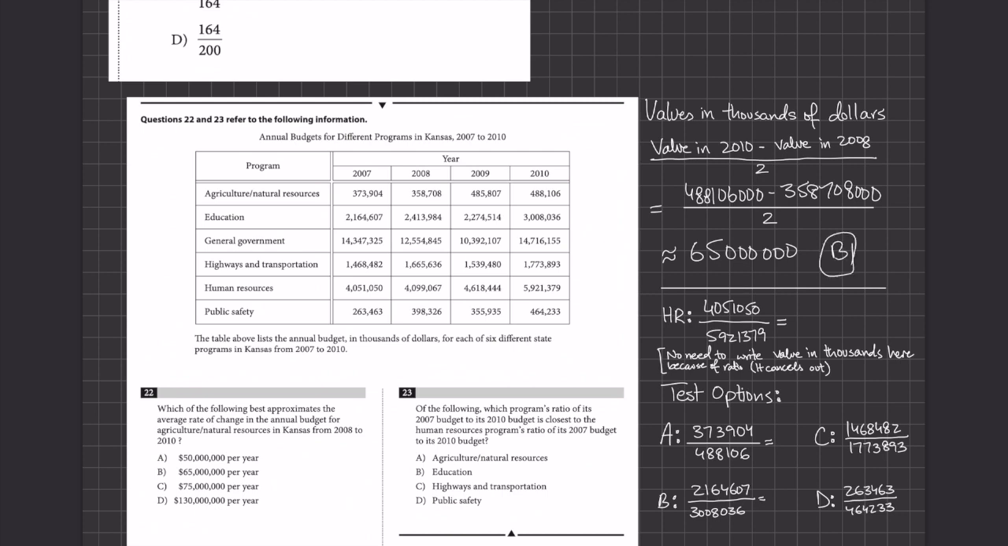For 23, we find the ratio for the HR's 2007 to 2010 budget. That comes out to be 0.684. Then we test all options. We set the fractions up. By looking, we can guess that A and B options look closer to what we're looking for, and we find B is the closest.